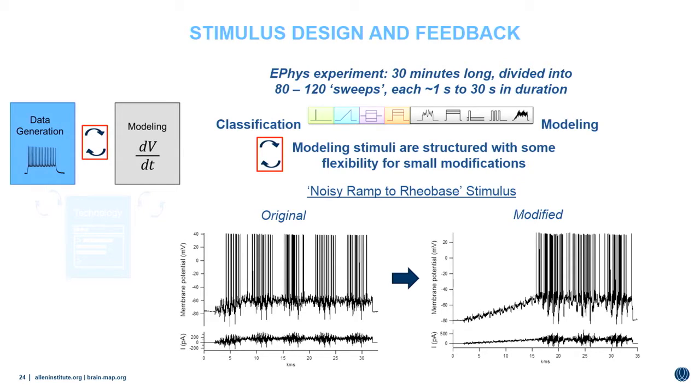And so I'm just showing a very brief example of that in this noisy ramp to rheobase that's required for some of the more complex glyph models, where initially it was spiking too much and they weren't able to fit the pre-spike nonlinearities well enough. So we modified it to give a more shallow ramp, and they were able to use that to get the accurate models that eventually went on the web.